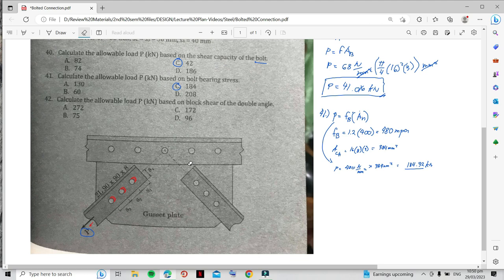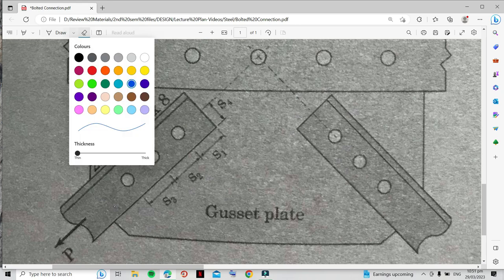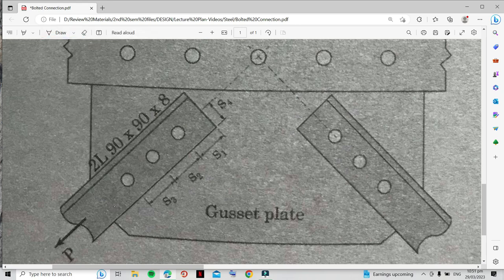Calculate the allowable load P based on block shear of the double angle. Okay, so the failure will be like this. So this will tear up, no? This area, and then this area also. So this area will be removed due to the force P. Okay, so how do we solve that?